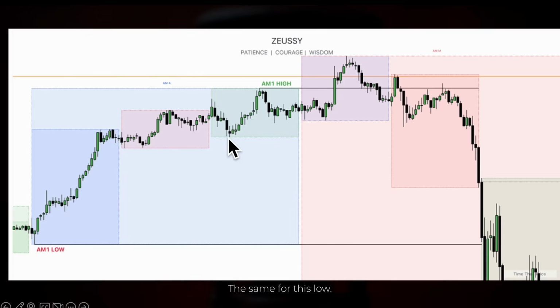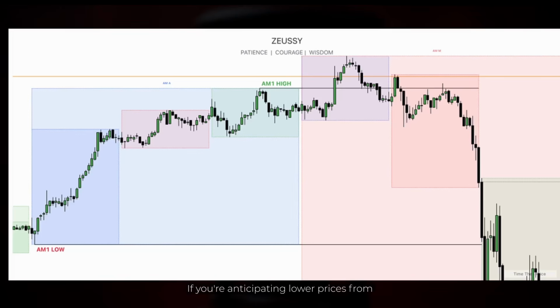The same for this low. The same for these relatively equal lows here. So you must understand that within a bigger fractal, there are also smaller fractals which you can use as objectives. Now, as a general rule of thumb, this is where it's very important to note what the higher time frame order flow is and what you're anticipating from the bigger fractals.